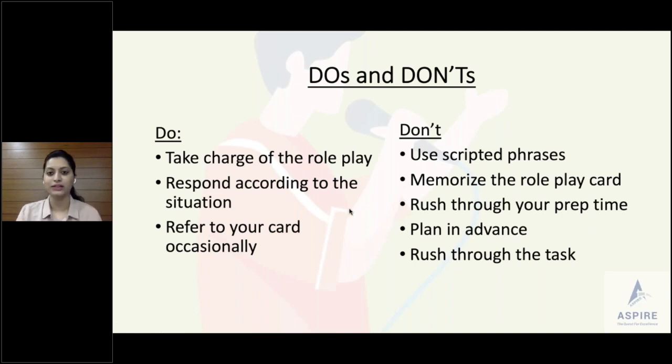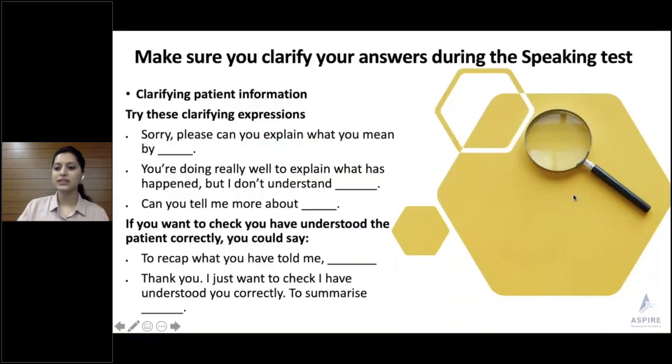I've noticed a few other candidates who think, what if I'm not able to finish all the questions or the task that is given on the role play card? It is okay. You do not have any negative marking for this. Even if you're not able to finish, say at the end of the 5th minute, the interlocutor will tell you that your role play has come to an end, and you don't have to worry even if you haven't been able to cover a few questions. This is a very important aspect.